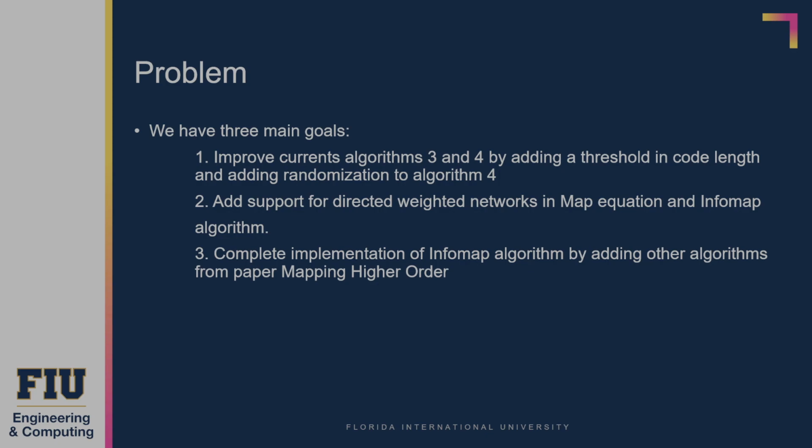The problems we face this semester, we have three main goals. Improve current algorithms 3 and 4 by adding a threshold in code length and adding randomization to algorithm 4. Add support for directed weighted networks in the map equation and Infomap algorithm. And number 3, complete implementation of the Infomap algorithm by adding other algorithms from the paper Mapping Higher Order Networks.